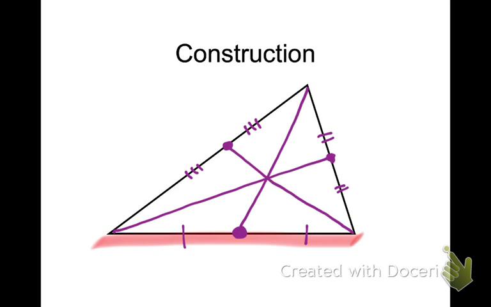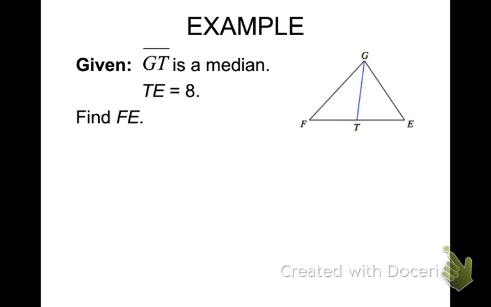Okay, all right, so let's move on to the actual examples. So if GT is the median, because I'm told that that's a median, I know that this FT is going to be the same as the ET. So just get in the habit of putting those tick marks there to remind us that the left equals the right. If TE is 8, what is FT? 8. So what is F to E? 16. Perfect. So F to E is 16. Okay. Does everybody see that? So FE equals 16. Final answer.